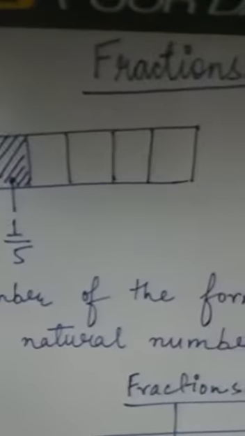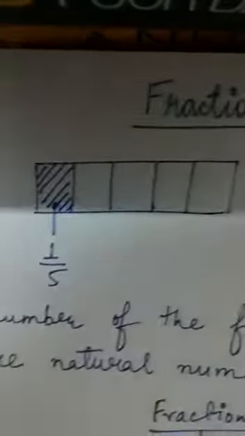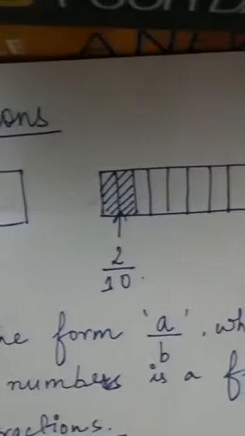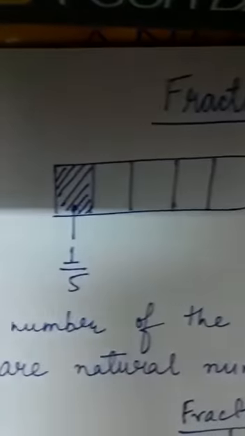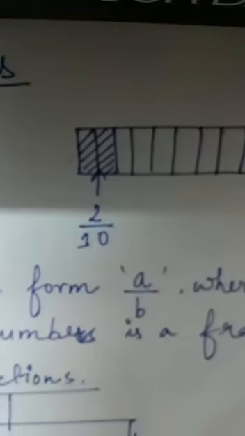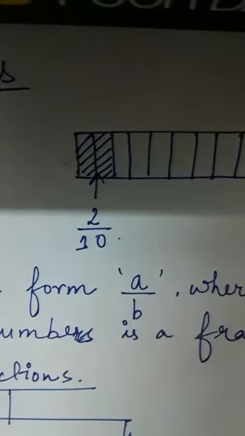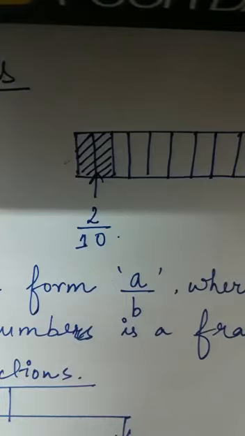Now what is the definition of a fraction? A fraction is defined as any number of the form a by b, where a and b are natural numbers. As you can see, any fraction can be written as a by b. Here a is called the numerator and b is called the denominator.